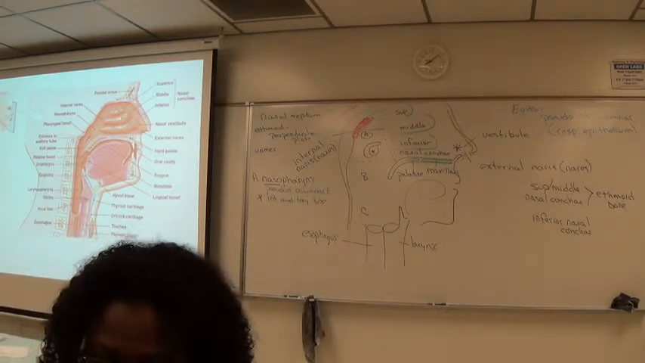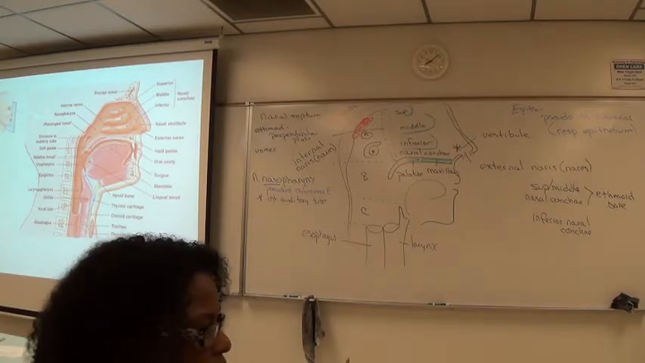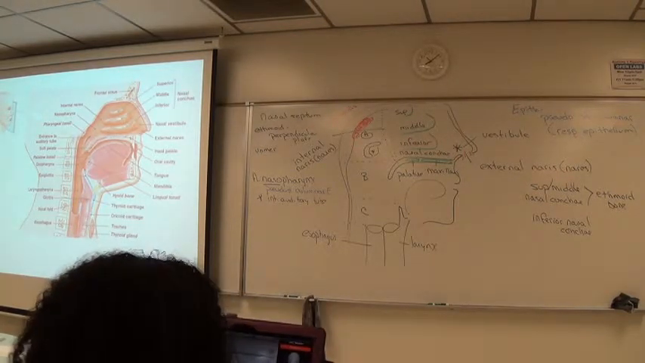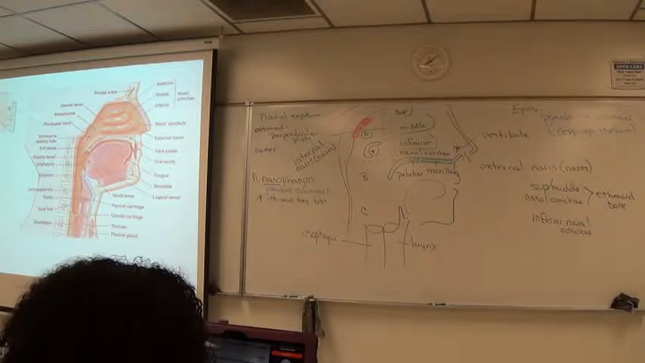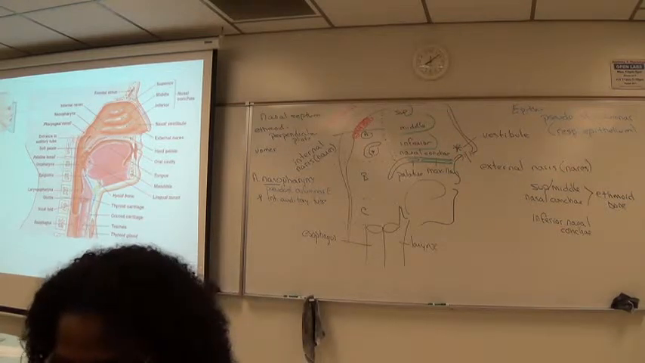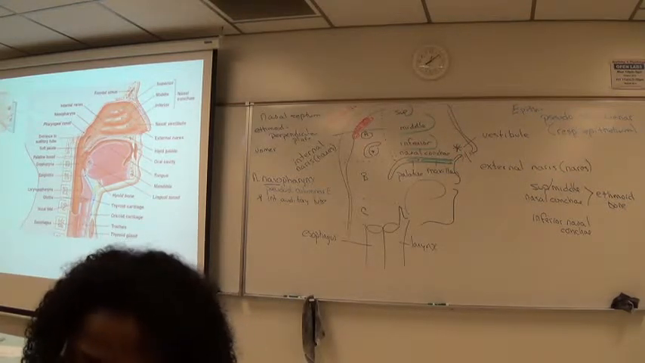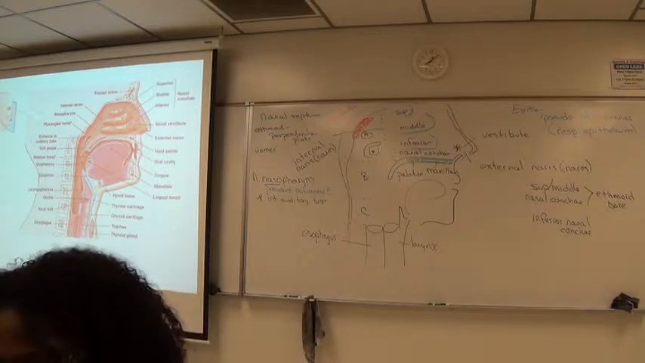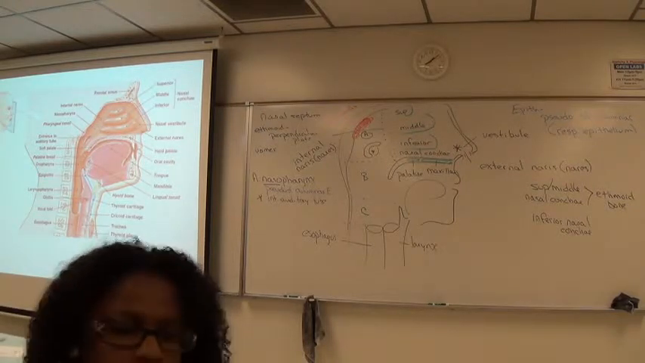Auditory tubes, opening of the auditory tubes. Remember that comes from the middle ear? So the middle ear cavity has air in it, and when you go up or down in elevation, that changes the pressure between the outside environment and your middle ear, and yawning can help to equalize that pressure.